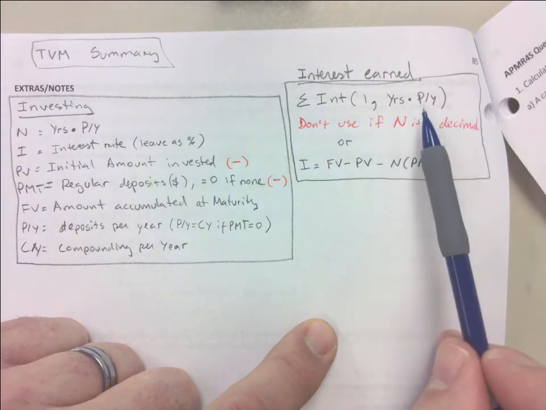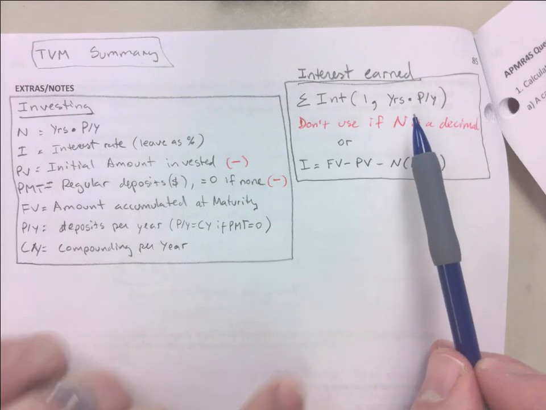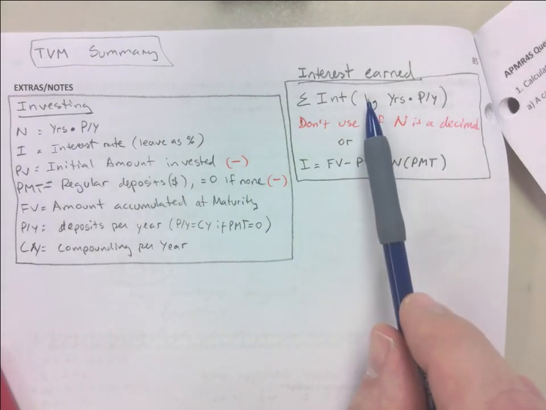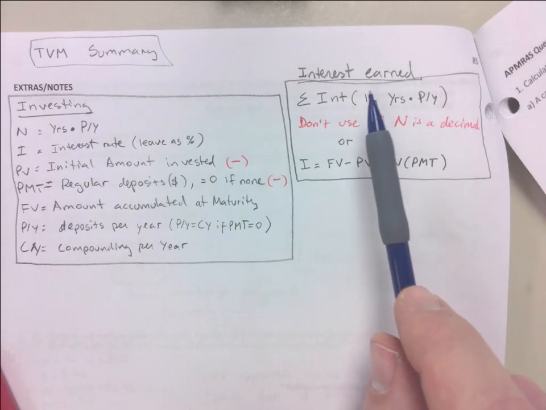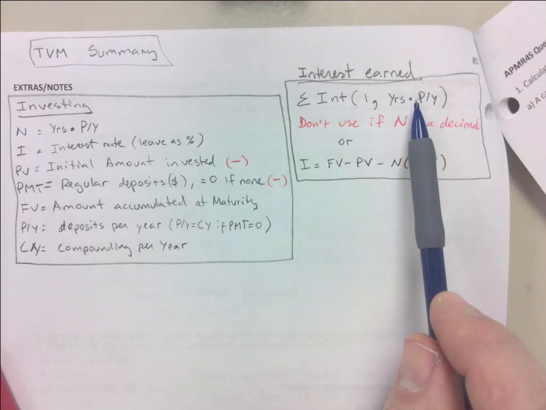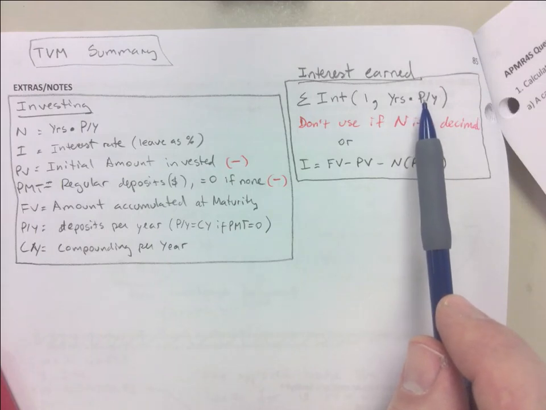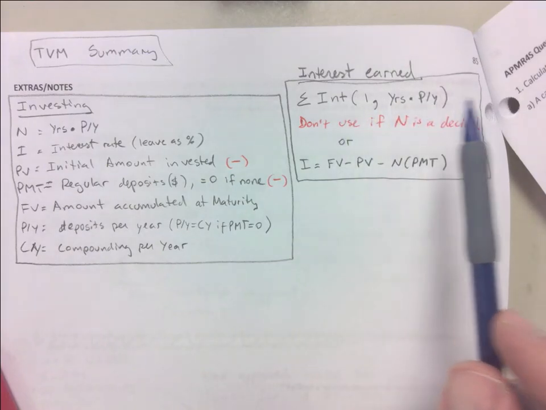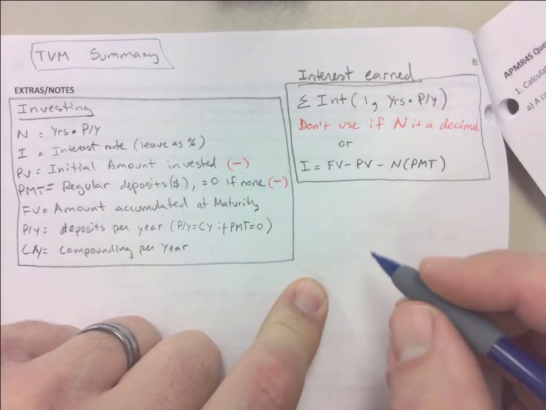The sum of interest must be used if, let's say, you do a 5-year investment and you only want to know how much interest you earned after 2 years, then you have to use this one. It's 1 comma 2 times whatever PY is, right? If you want to find out interest just for a little bit, like a stretch of your investment, then you have to use this one for sure. Okay. Next.